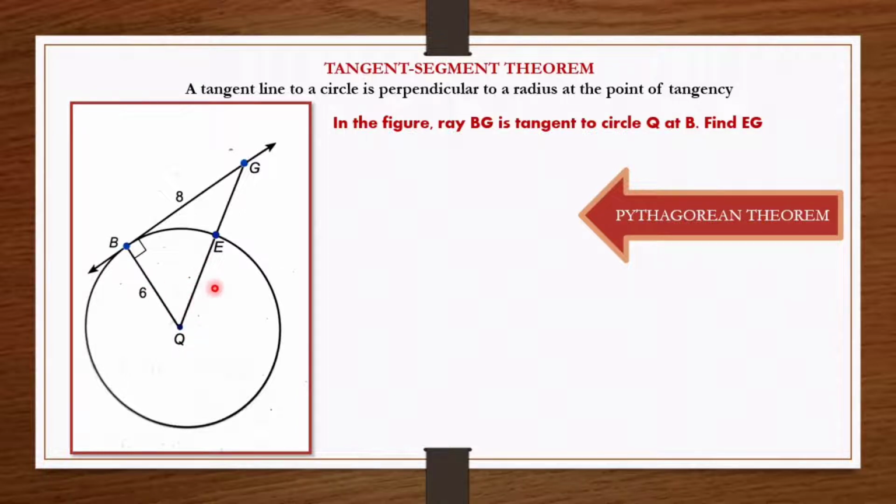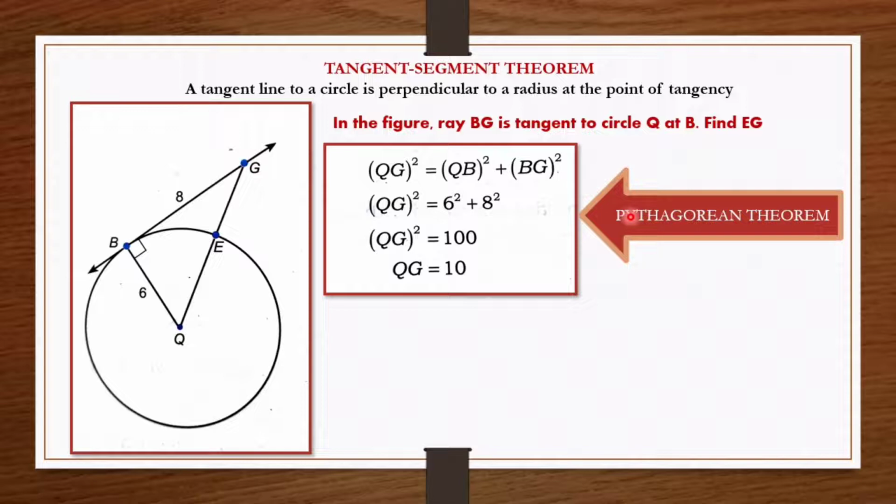So we will be using the Pythagorean Theorem to find QG. So paano? Again, QG lang muna. Mamaya na talaga yung find EG, because we have to find the length of QG first so that we can find the measure of the segment EG.